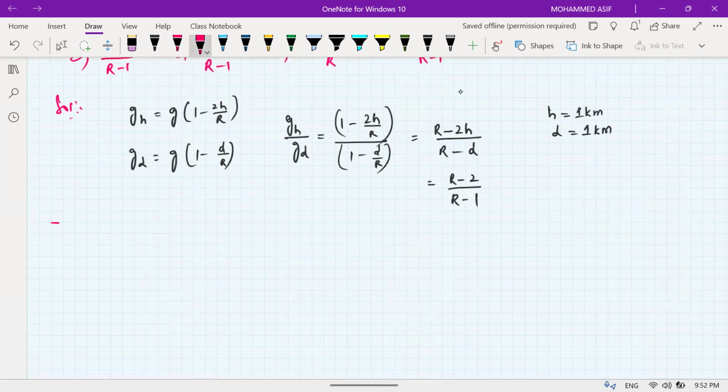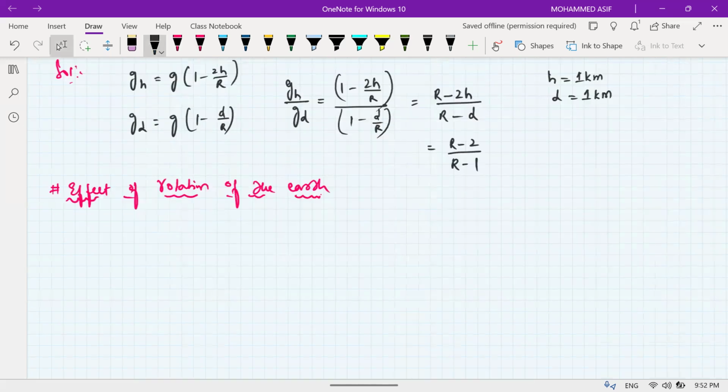Next topic: what is the effect of rotation of the earth? If the earth has been rotating, due to its rotation, what will be the acceleration due to gravity at the poles and at the equator? So I hope everyone remembered that formula.